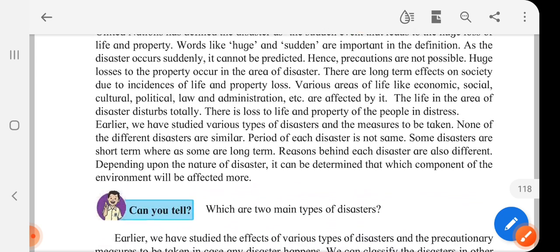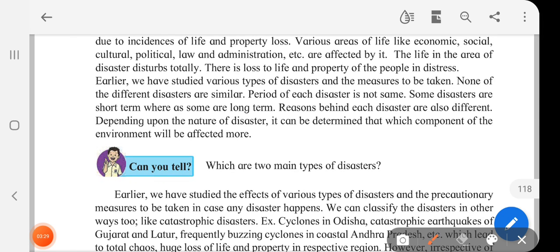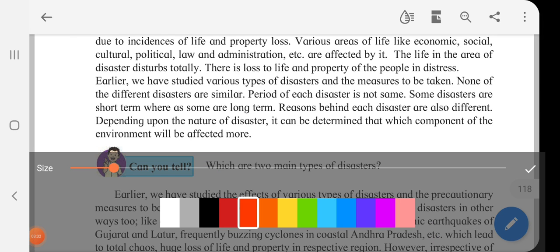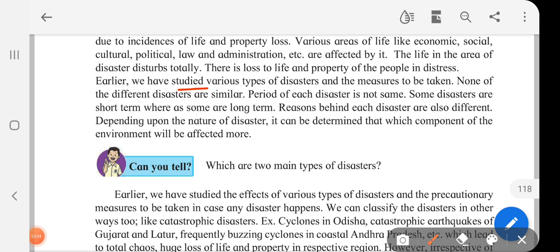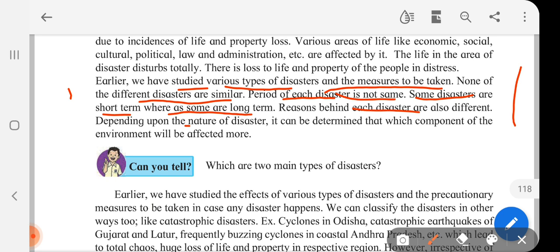Earlier, we have studied various types of disasters and the measures to be taken. None of the different disasters are similar. The period of each disaster is not the same. Some disasters are short term, whereas some are long term. So disasters are of various types. Some are of short period and some are of long period. The reasons behind each disaster are also different.